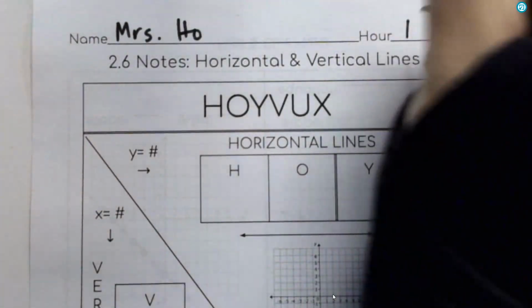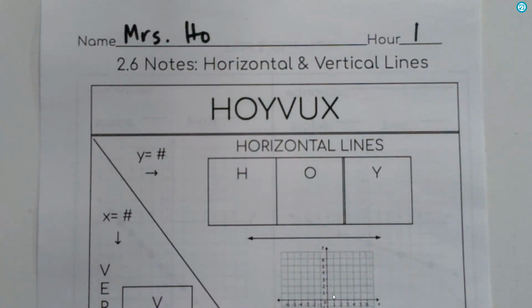This is first hour. And in order to remember everything we need to know about horizontal and vertical lines, we have an acronym. An acronym is where each letter in the word stands for a different thing. Our acronym is HOYVUX, H-O-Y-V-U-X. So the H and the V stand for horizontal and vertical, and then the O and the Y and the U and the X stand for the other things that you need to know about those lines.